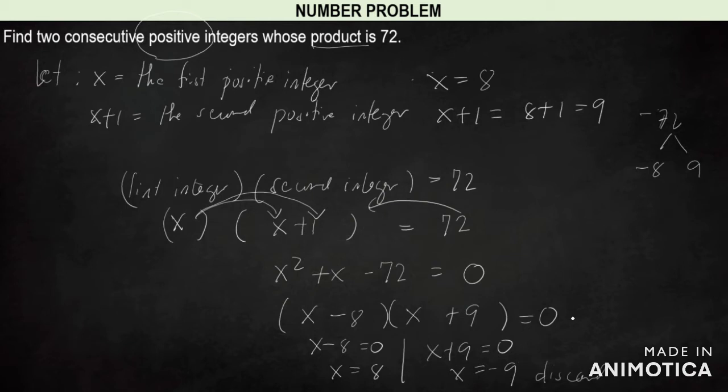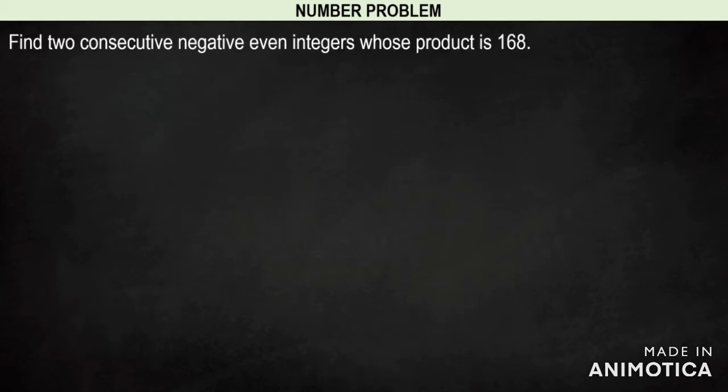Now, let us answer the problem. The two consecutive integers are 8 and 9. Okay? So, we are going to check: 8 times 9 is equal to 72. That's how easy it is. Let's have another example. Find two consecutive negative even integers whose product is 168.